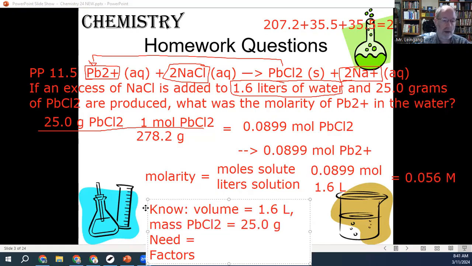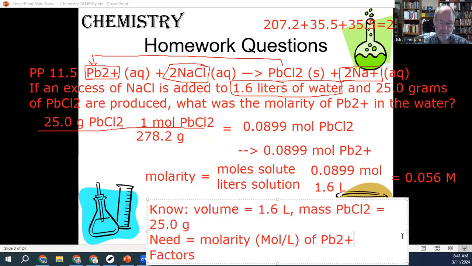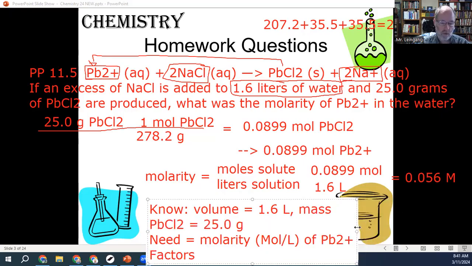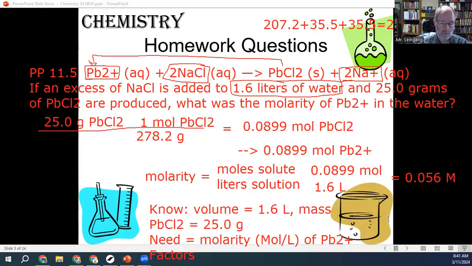And you say, well, what do I need? What I need is the molarity, which is moles per liter of Pb2 plus. Now, you might be tempted to say to yourself, well, okay, I have liters here, I have mass here. Can't I just from this mass determine moles and then have molarity? But you've got to remember, this is Pb, not Pb2 plus.